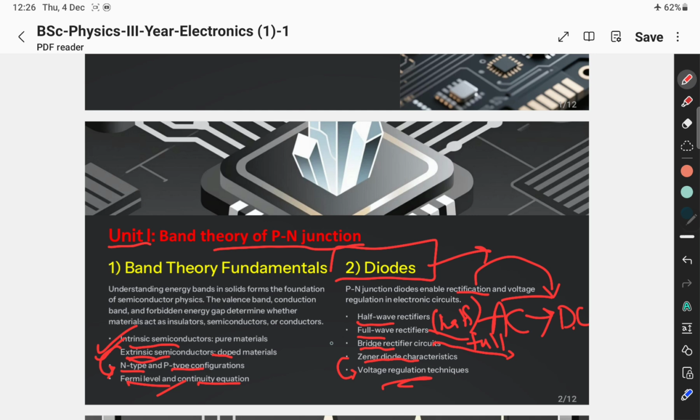In real life, this is the foundation of power supplies. You can see every charger or adapter, laptop chargers, and many electronic circuits use rectifiers. We can understand this here.